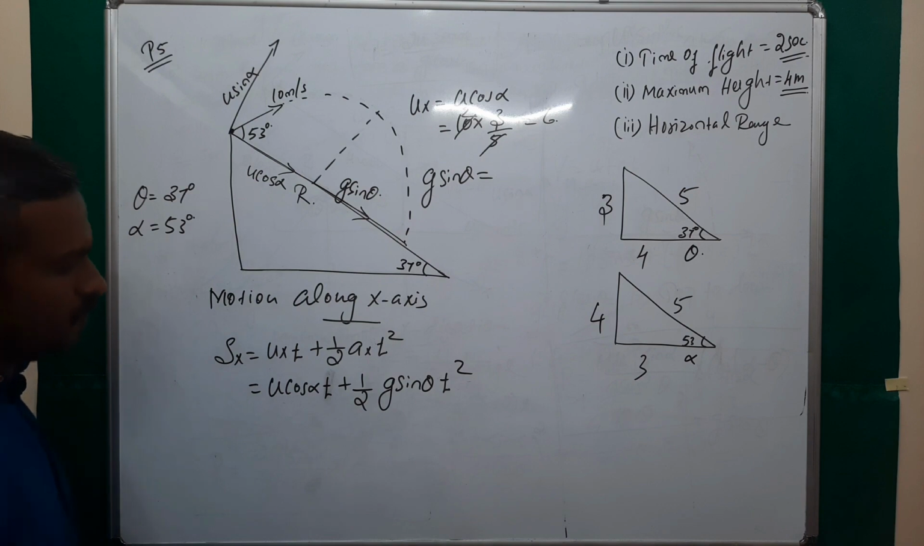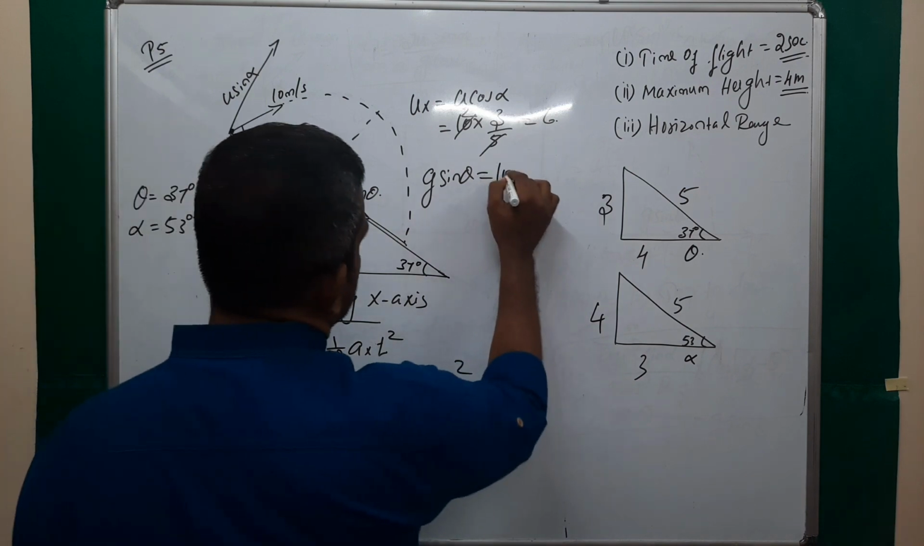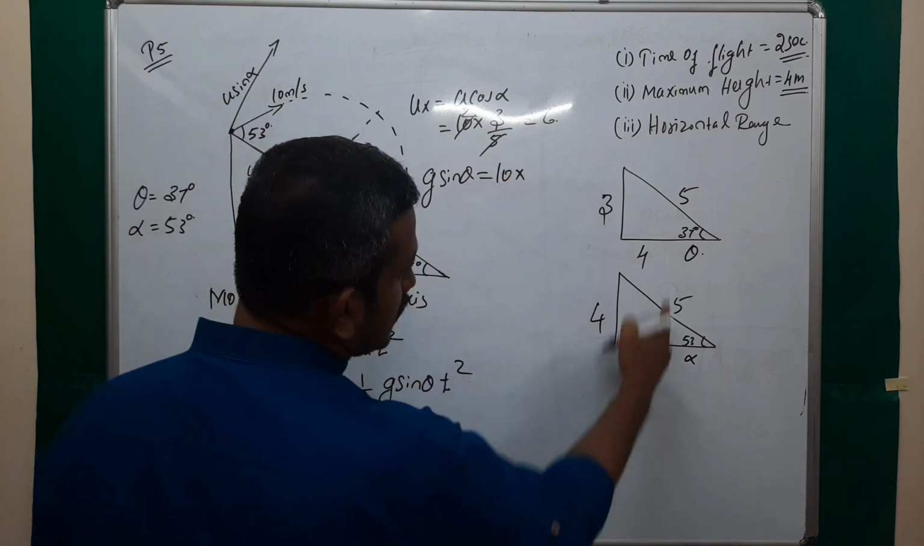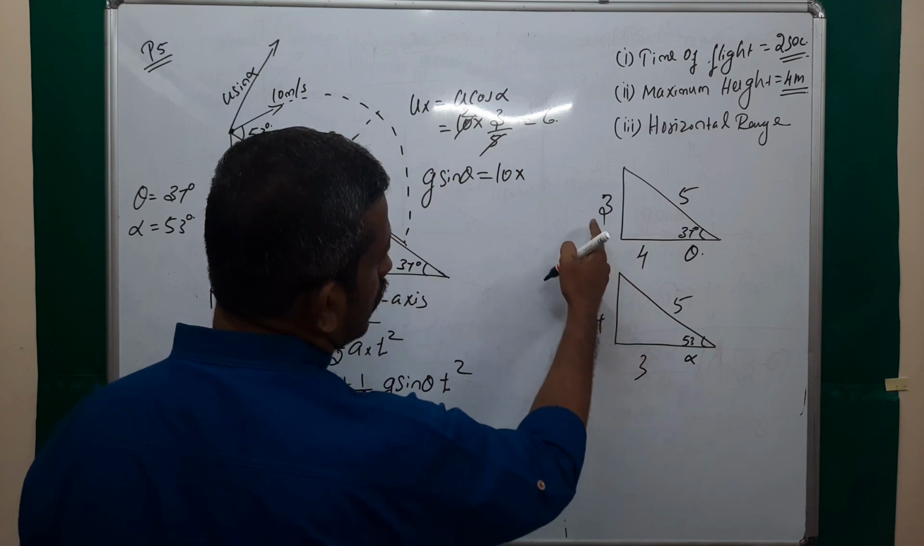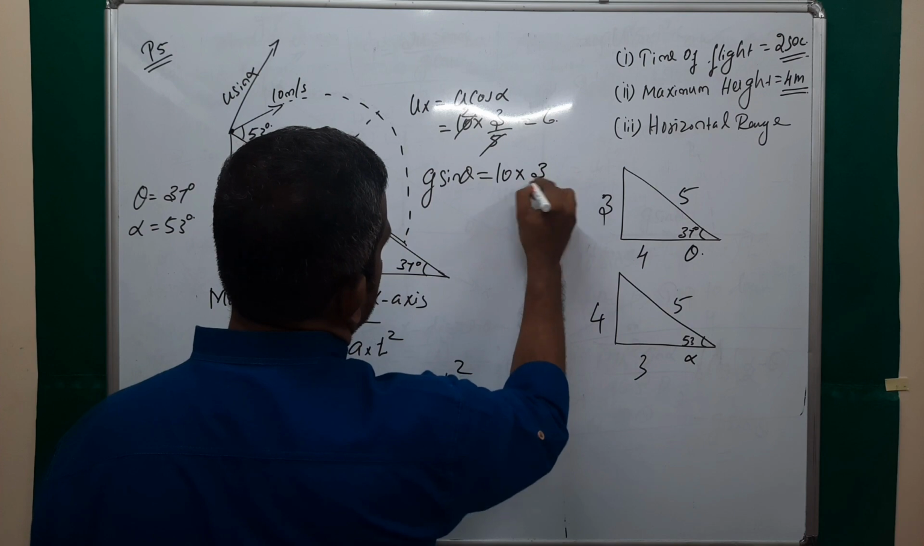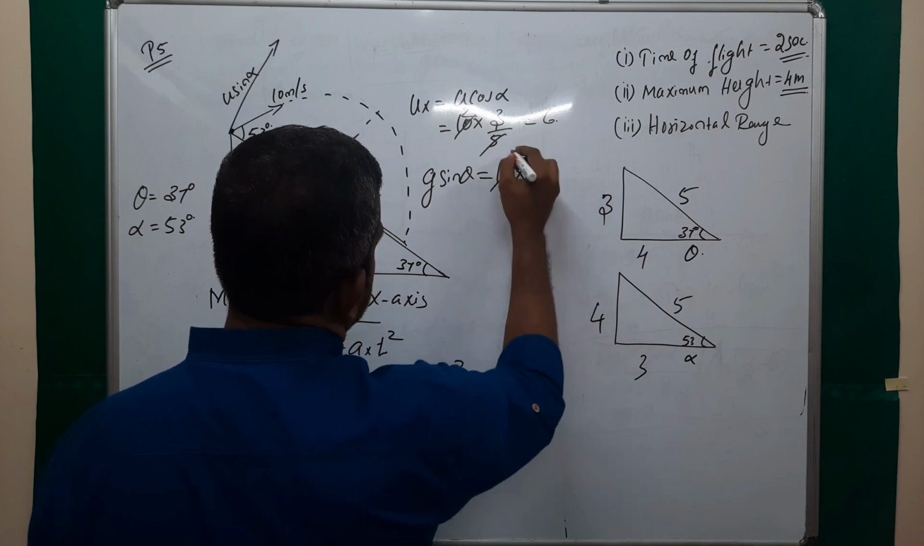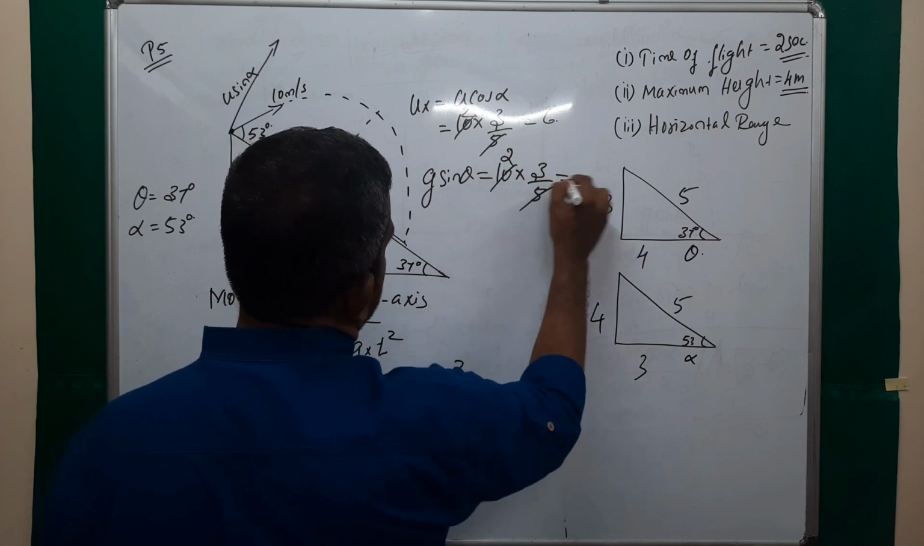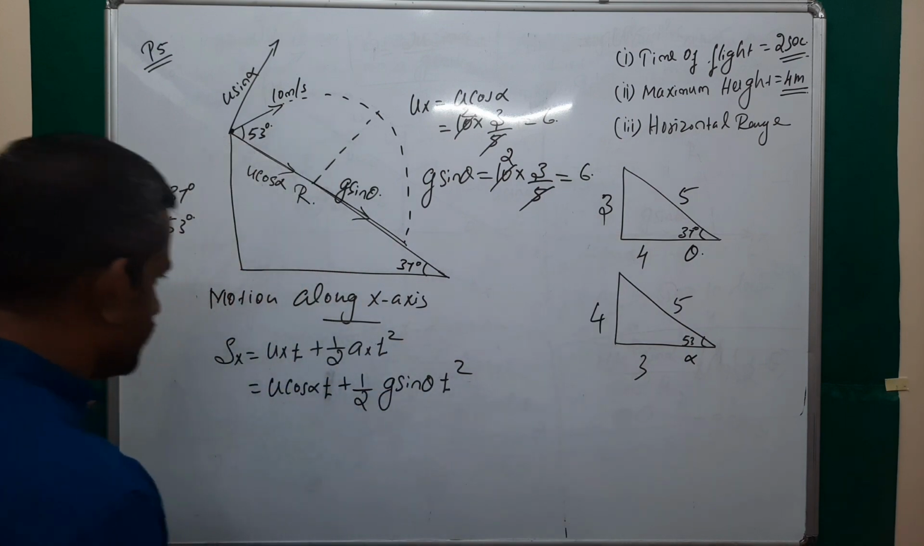g sin theta is equal to 10 into, what is sin theta? 3 by 5, opposite side by hypotenuse. So 3 by 5, that's equal to 2 times that, that is also 6. So substitute the values.